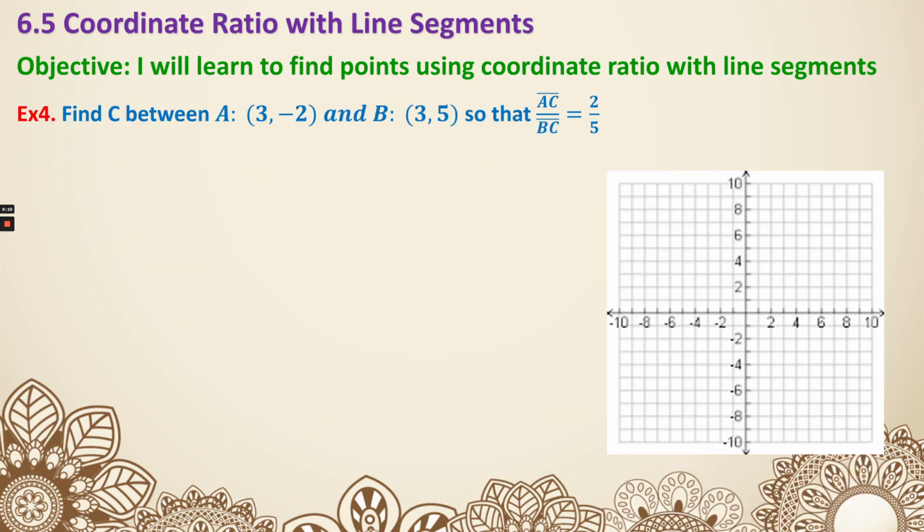Let's do another one. Example 4. A is (3, -2), and B is (3, 5).